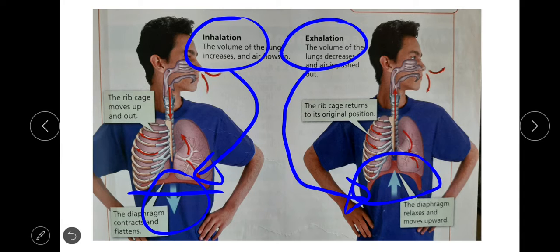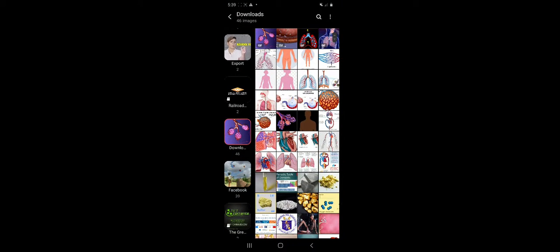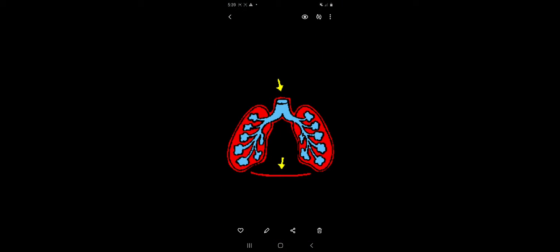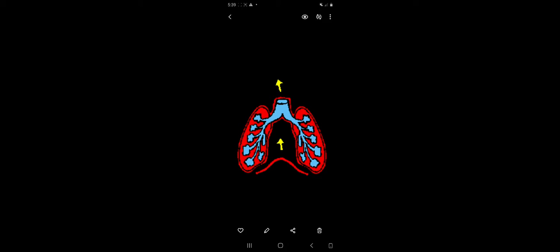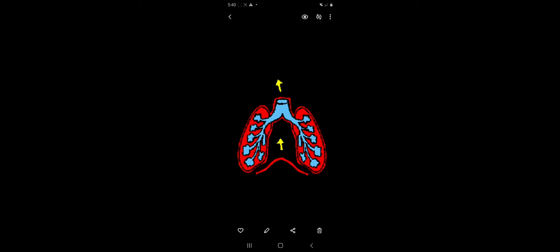Okay? You might want to view the example of inhalation and exhalation here. When you inhale and when you exhale. Breathing in, breathing out. Yes, this is the diaphragm.